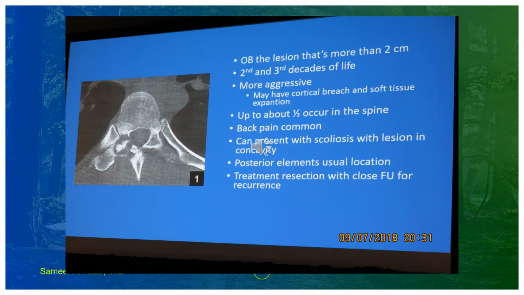It is more aggressive and may have cortical breach and soft tissue expansion. Up to about half of the cases occur in the spine, and usually these patients present with back pain and scoliosis. Treatment is with resection, with a close follow-up for recurrence or secondary malignant transformation. So we have to resect, and if the patient gets instability, we may stabilize with instrumental fusion.